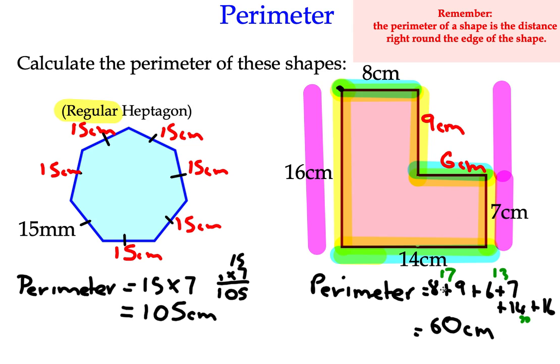Always make sure that you've got as many numbers to add together as you have sides, otherwise you'll make a mistake. Okay, 4 examples there. Hopefully that's helpful. You can go on and practice some of the perimeter questions that I've given you.